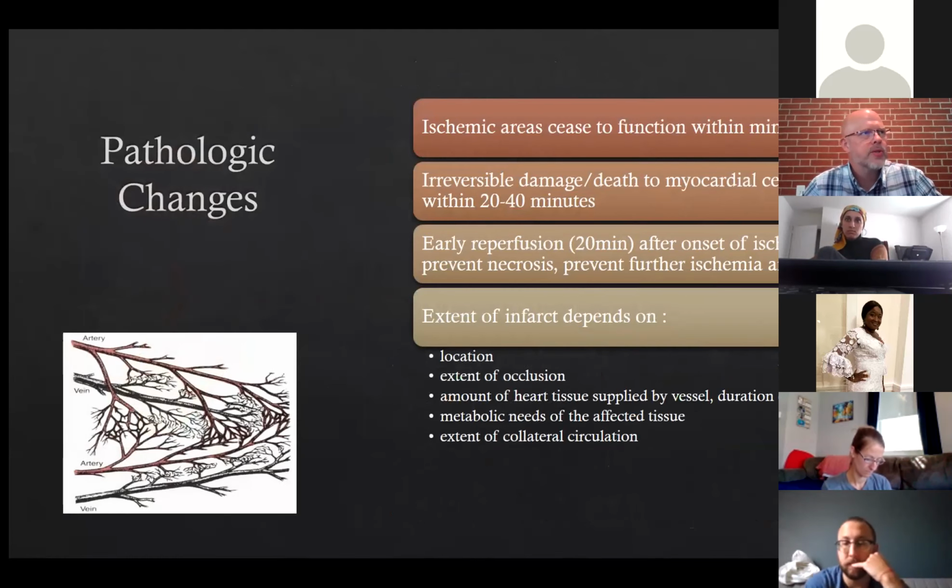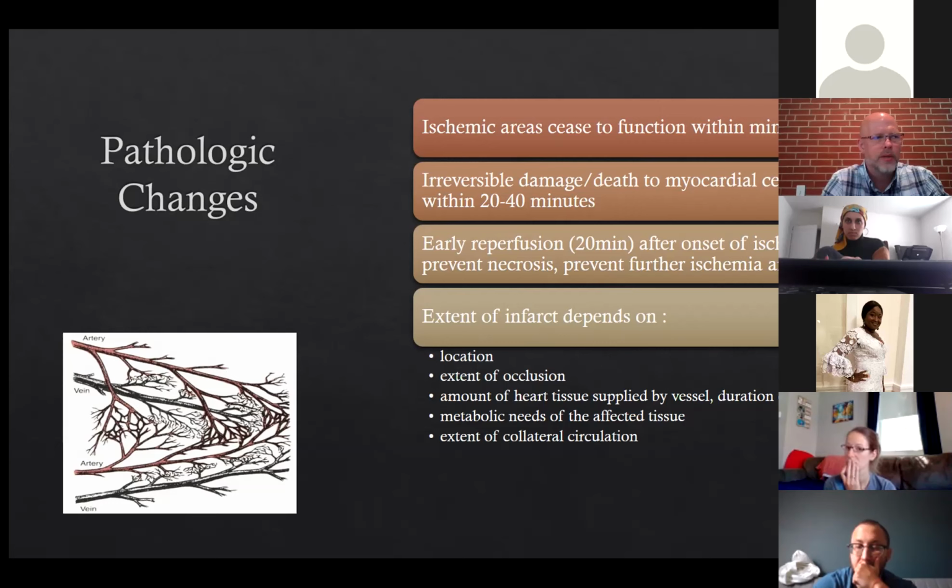All right, so pathological changes. Ischemic areas cease to function within minutes of the occlusion. Irreversible damage can occur as soon as within 20 to 40 minutes. If early reperfusion occurs at the onset of ischemia, we can prevent necrosis and injury from happening to begin with. And as I said to you, Sarah, it depends upon location, how extensive the occlusion is, and how much heart tissue is distal to that occlusion, and obviously the metabolic function of the heart during that time. And obviously, as we know, collateral circulation develops over time. So if someone has had the chance to develop that collateral circulation, they're more likely to have some blood flow to that tissue.